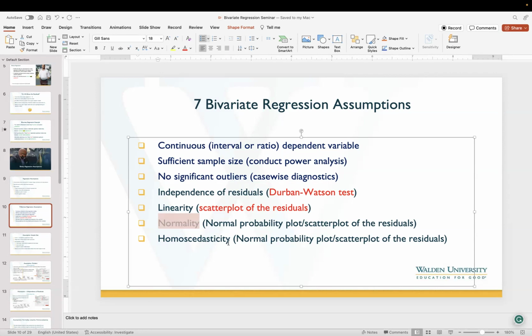And then there's something called homoscedasticity, and we'll talk about that in just a second. And again, you also use the same plots for that, okay? So basically, there are tools in SPSS that answer those questions regarding whether the assumption has been violated or not, okay?